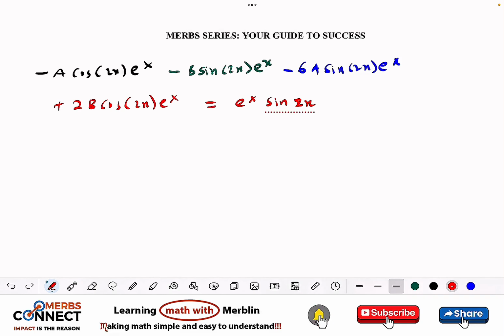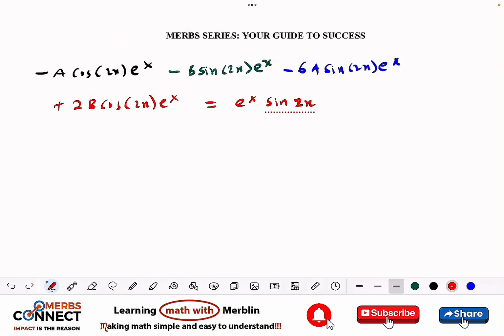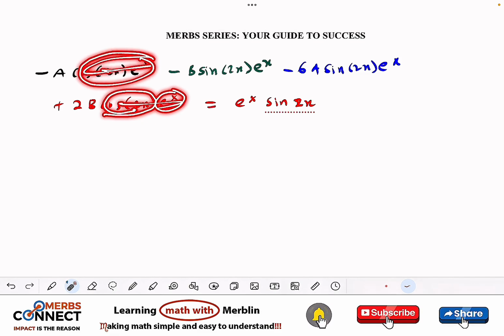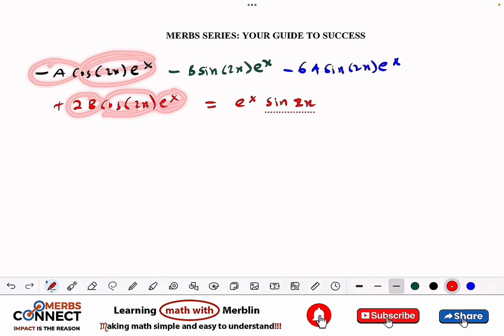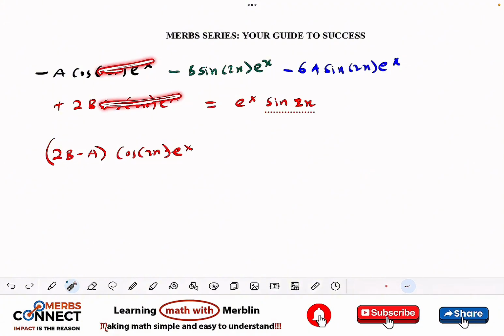Now, this is the simplification. Now let's try and group like terms, right? So we have terms with cos, we have terms with sine. So this is sine, and this is cos, and this is cos. So let me start with the cos. This one, cos 2x is here, and e to the power x, they are all here. So when I factor this out, it will be left with this and that. So I'm going to have 2b minus a times cos 2x e to the power x, right? So when I factor this and this out, it will be left with minus a and 2b.